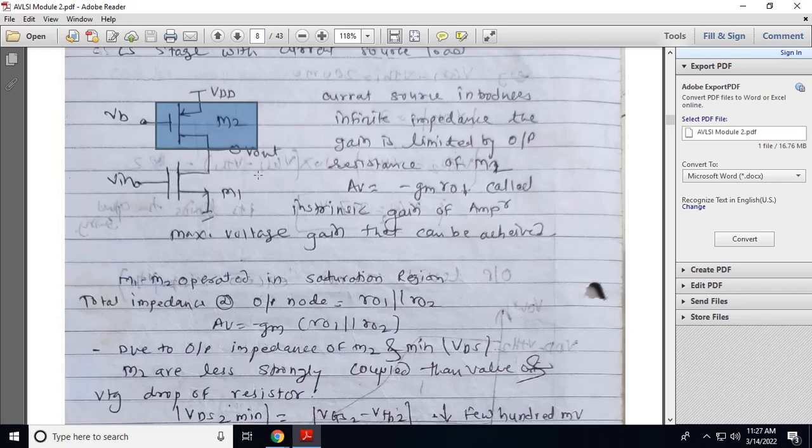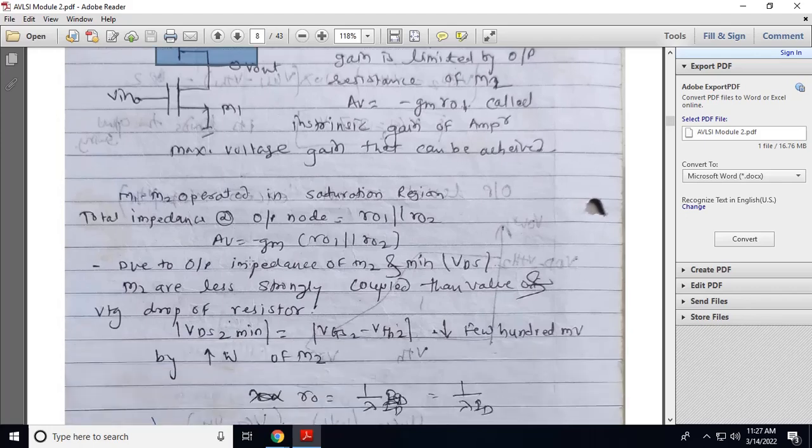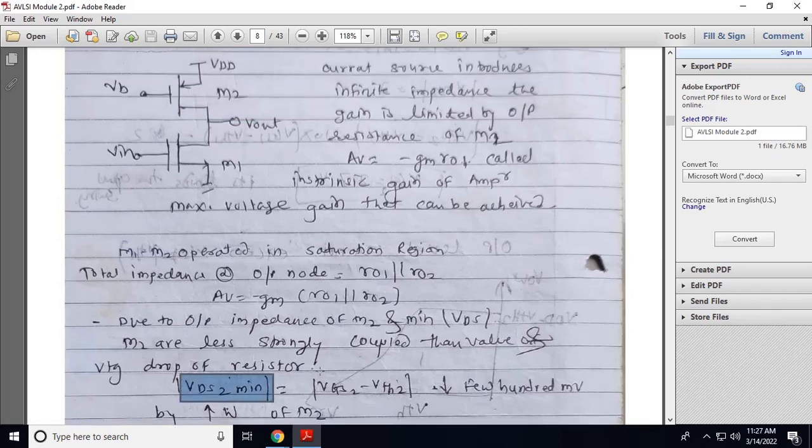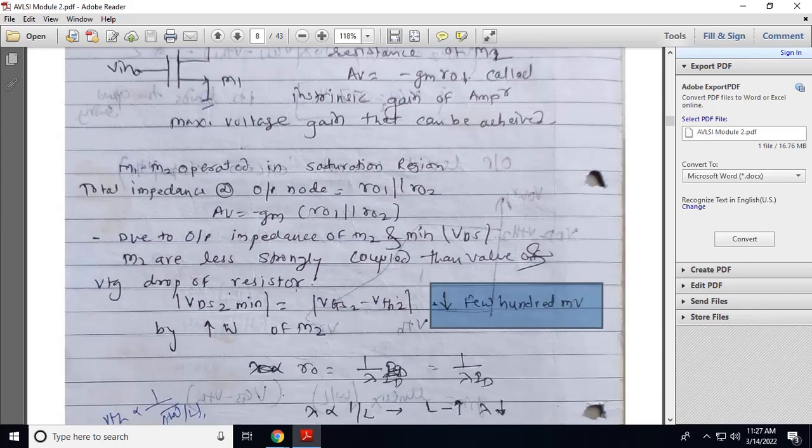Due to the output impedance of transistor 2 and the minimum VDS, MOSFET 2 limits the output swing. Now see, VDS2 minimum is equal to the overdrive voltage, that is VGS2 minus VTH2. So it will decrease to a few hundred millivolts by increasing the width of transistor 2.